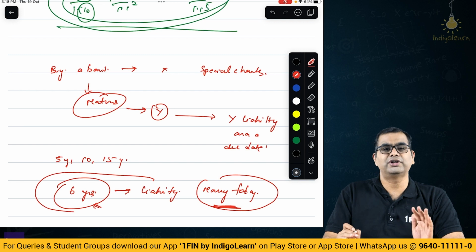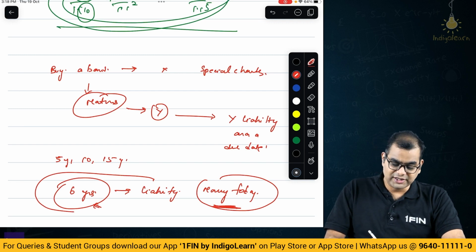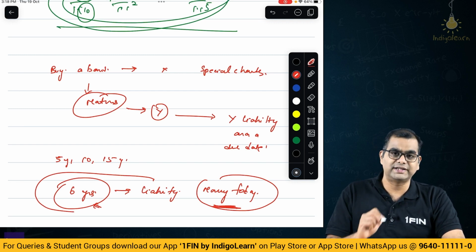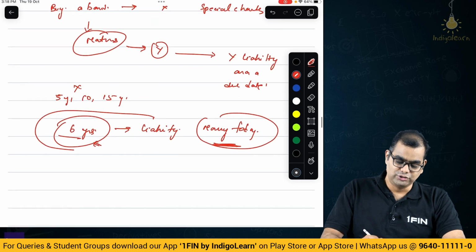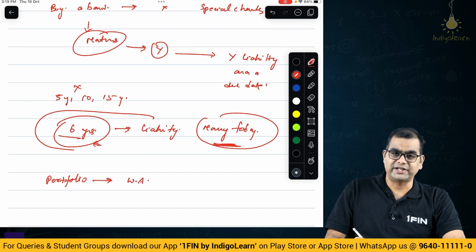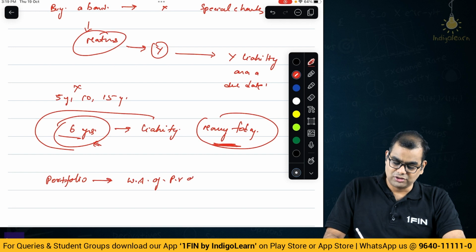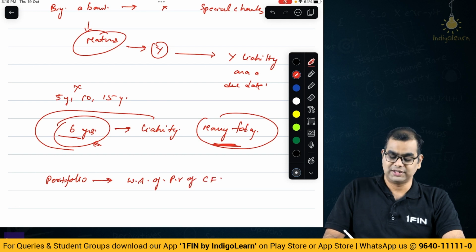What is the way in which you can do this? And specifically, there is no 6-year bond. Please note, I specifically designed this question in such a way. There is a 6-year liability, but there is no 6-year bond. So what you will do is, you will create a portfolio whose weighted average of present value of cash flows is equal to tenure of liability.